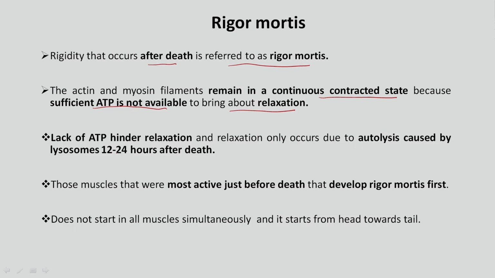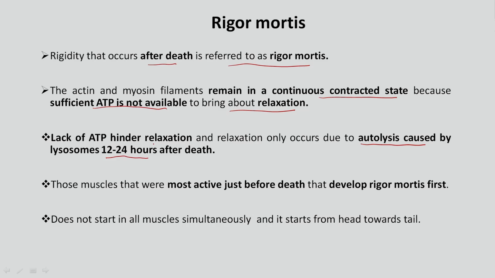So, lack of ATP will hinder the relaxation, and relaxation only occurs due to the autolysis caused by the lysosomes, that is 12 to 24 hours after the death. Initially stiffness will take place, but later on the muscles will be loosened because autolysis takes place in the muscles.